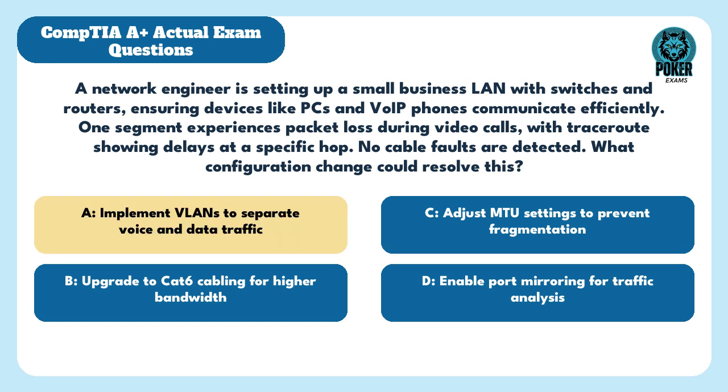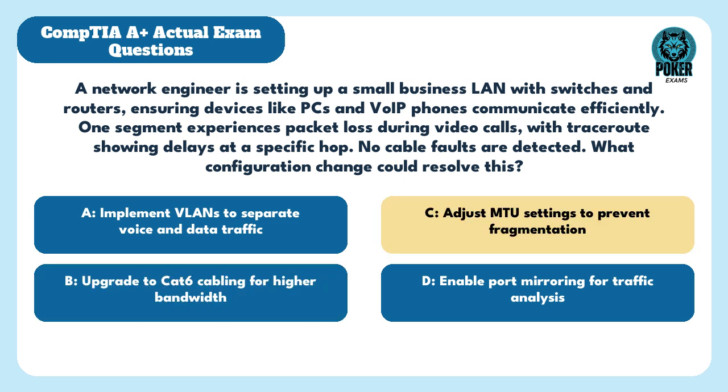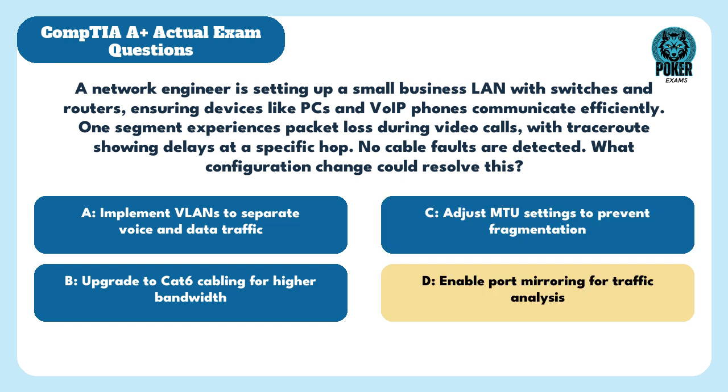Option A. Implement VLANs to separate voice and data traffic. Option B. Upgrade to Cat6 cabling for higher bandwidth. Option C. Adjust MTU settings to prevent fragmentation. Option D. Enable port mirroring for traffic analysis.